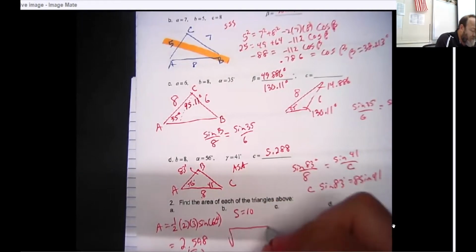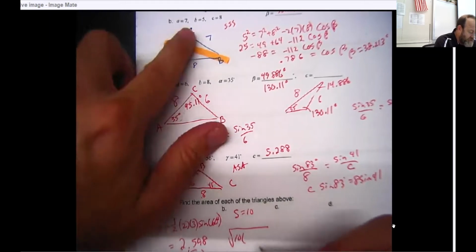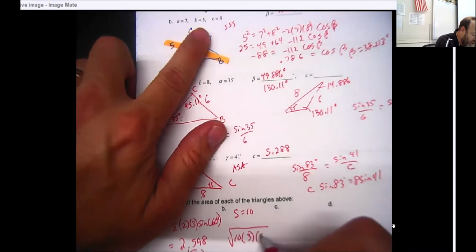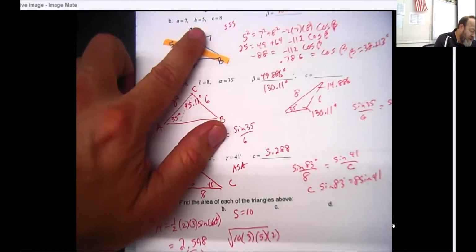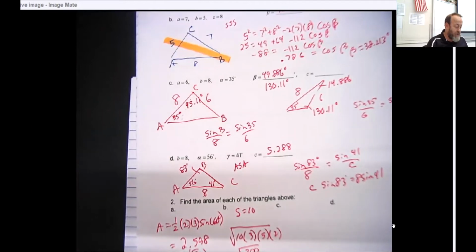So Heron's formula says, let's take my semi-perimeter. I'm going to take my semi-perimeter minus A, which was 7. So 10 minus 7, 10 minus 5, and 10 minus 2. That's 300 inside of there, which is 10 square roots of 3. And it's a really nice and easy value.